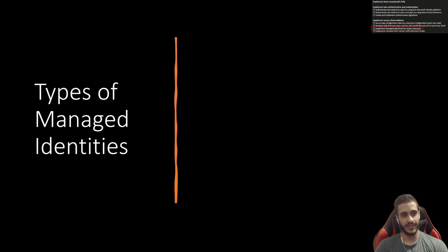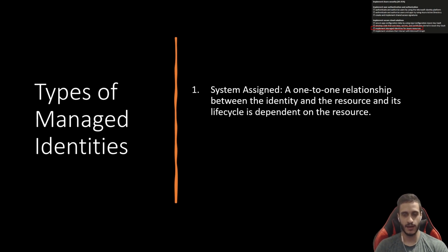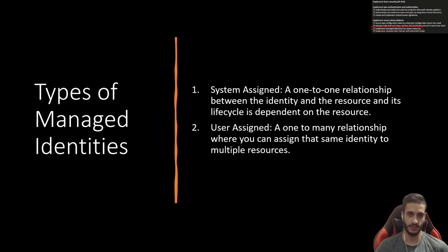And with managed identities, we have two types of managed identities. The first type is system assigned, and this is a one-to-one relationship between the identity and the resource, and its lifecycle is dependent on the resource, meaning that you assign this managed identity to a specific Azure resource, and if you delete this Azure resource, then the system assigned managed identity will also be deleted. So it is a one-to-one relationship between the identity and the resource. This is known as system assigned.